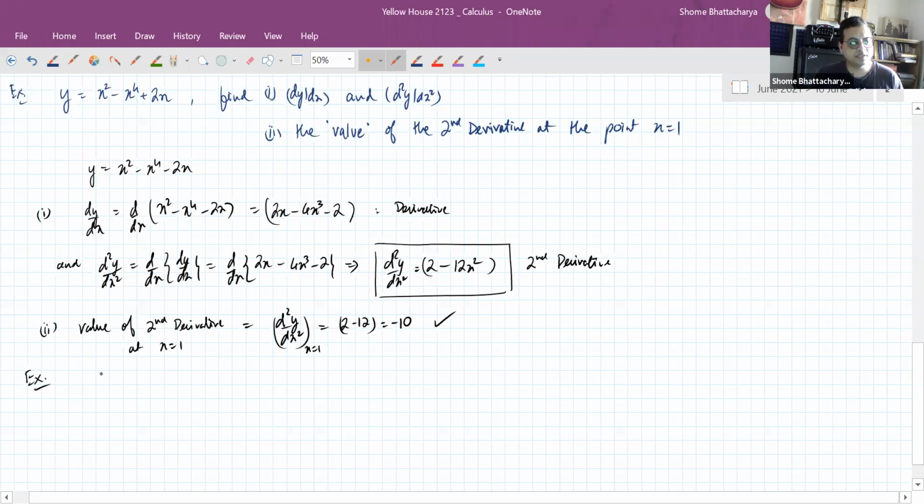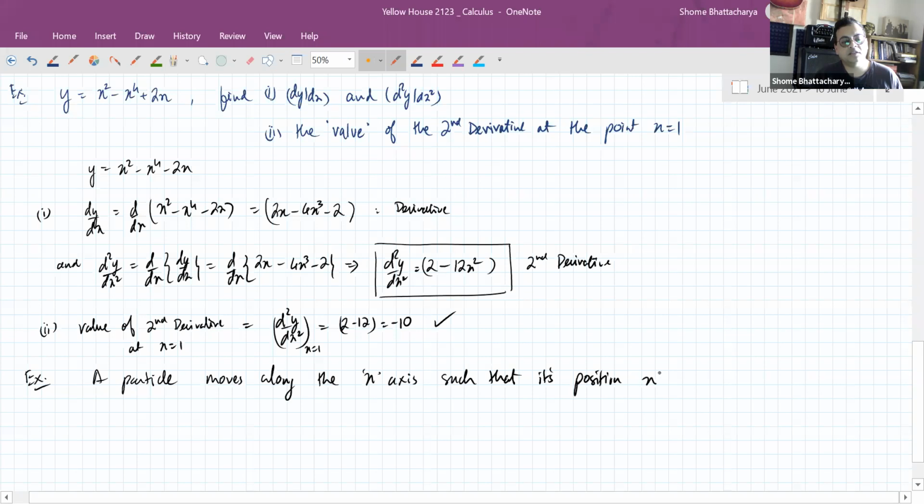So for example, if you have a situation like this, where a particle is moving along a straight line. A particle moves along the x-axis such that its position x at an instant t is given by some relation, let's say x = 10t - 4t², where x is in meters and t is in seconds.